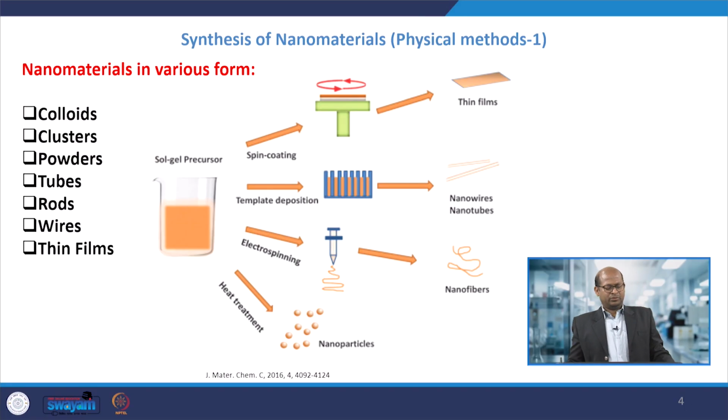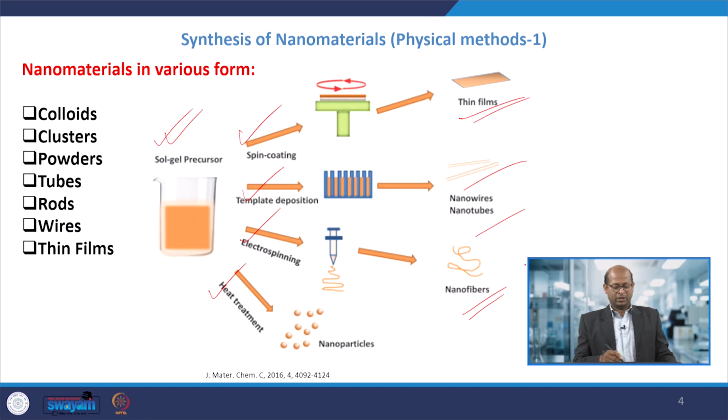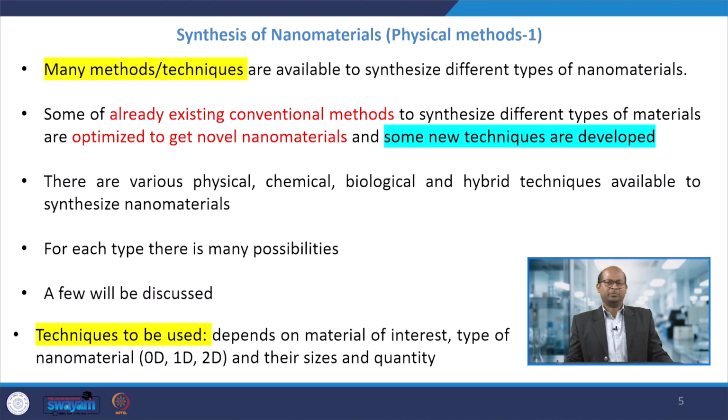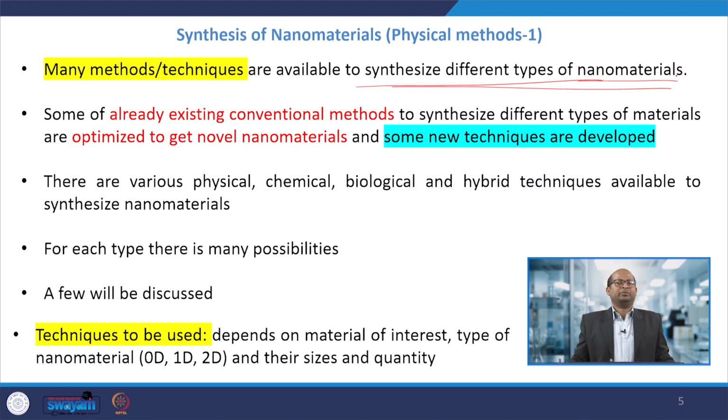Also, there are the spin coating method, template method, and electrospinning. From gels we can form films, nanowires, nanotubes, and nanofibers. So by following a particular method, we can prepare many types of nanomaterials. Here I have shown the many methods available to synthesize different types of nanomaterials and structures.